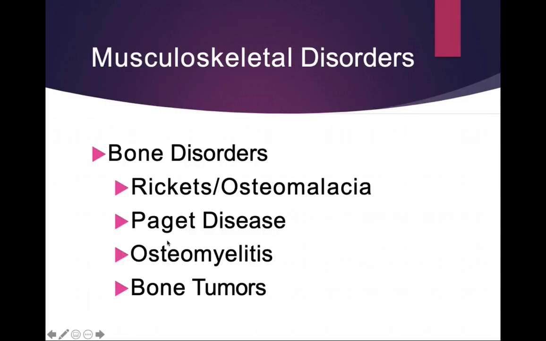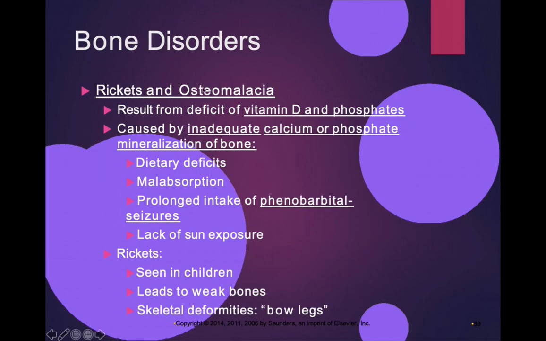Okay, let's look at some of the bone disorders like rickets and osteomalacia, which are kind of similar, just depends on the age of the person here. We'll talk about Paget's, osteomyelitis, and some bone tumors. So rickets and osteomalacia, this is going to result from a deficiency of vitamin D and phosphates. It's caused by an inadequate amount of calcium and phosphate, and these both are needed to help with the calcification and mineralization and hardening of bone.